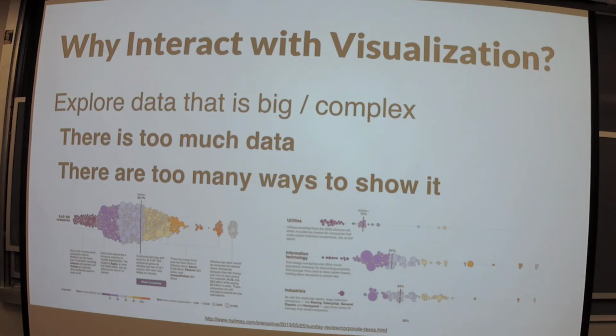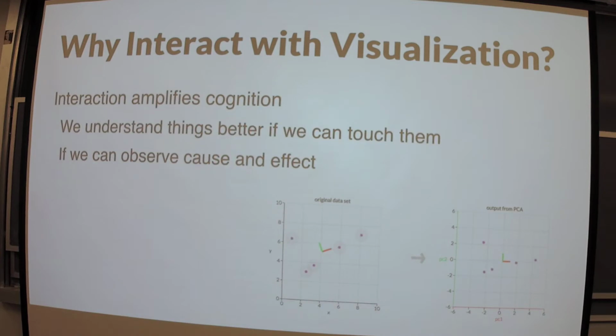And we can also use interaction to change our visual encoding to tell a couple of different stories. And so we talked about this example here, how interaction allows us to first get an overview and then drill down into the details about these tax rates for companies. We also said that interaction amplifies cognition, because if we manipulate something, we can really understand cause and effect much better.